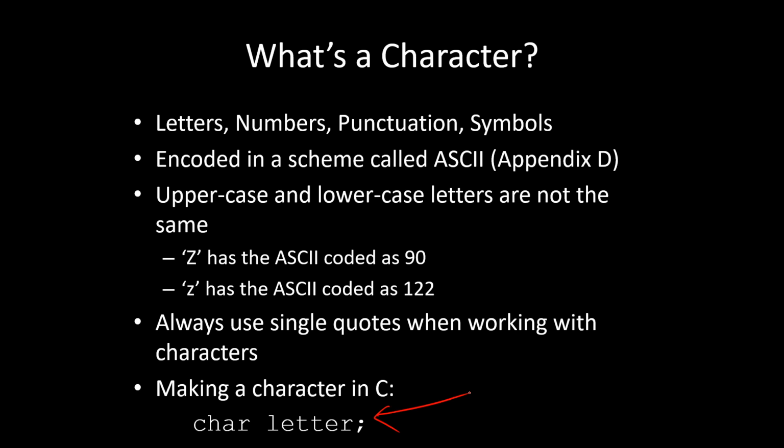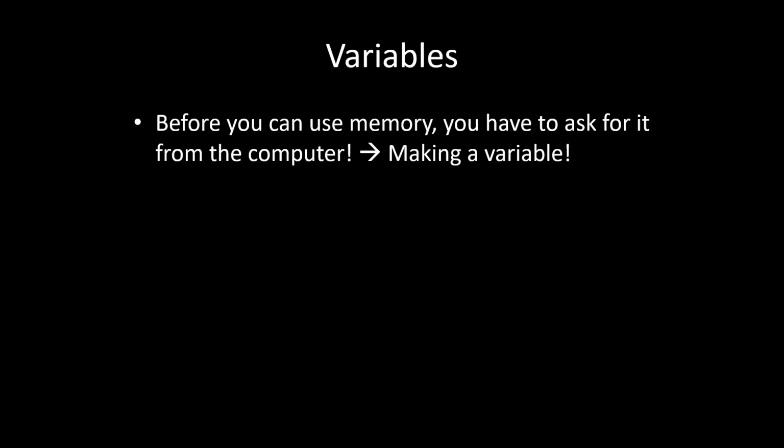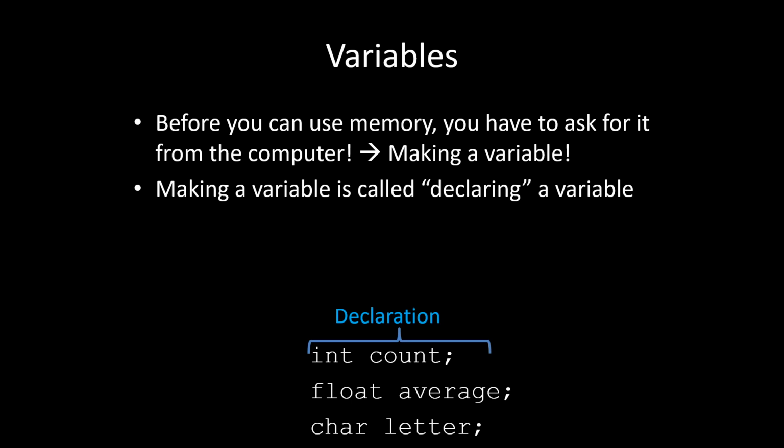Characters, same way. Now you guys have been working a lot with strings lately, and you're probably noticing the pattern. If you want to make a string type, you say, I want a string, and then you give it the name of the string that you want to use. So yeah, this is called declaring your variables.